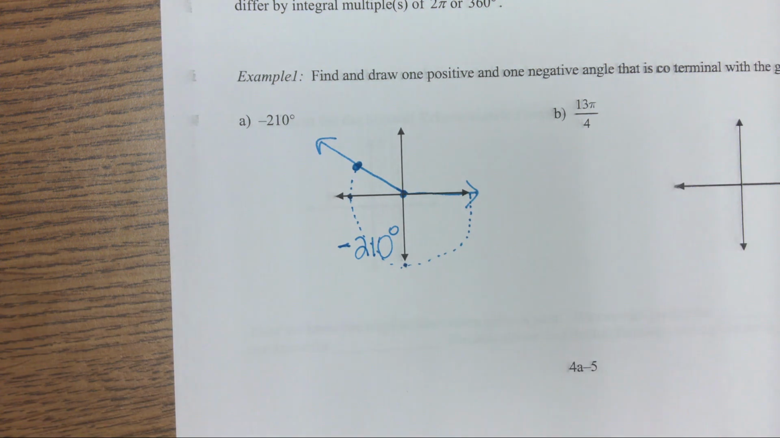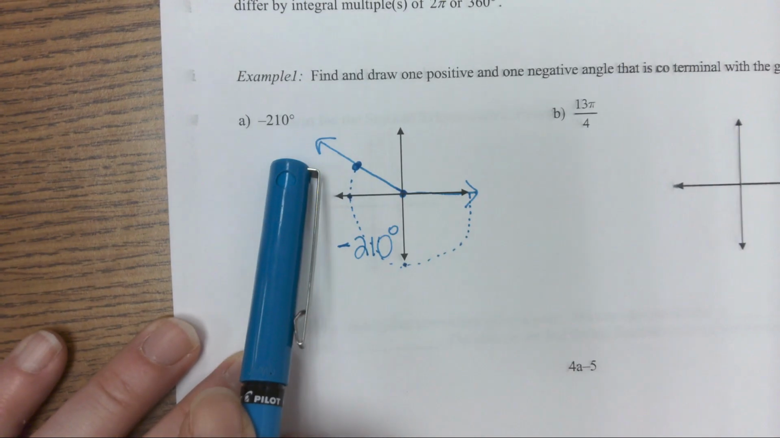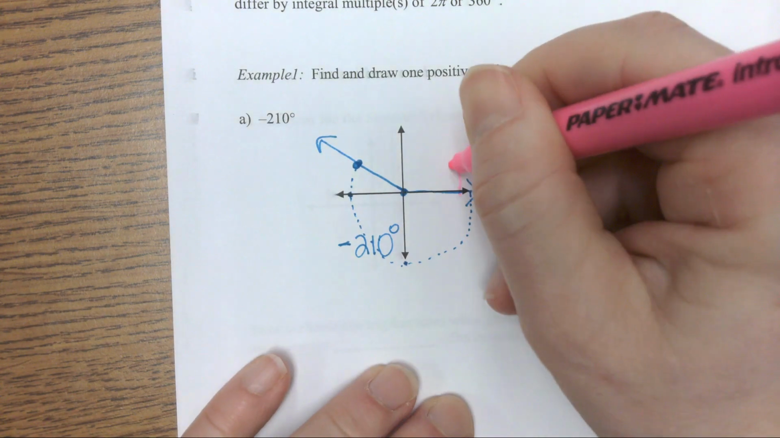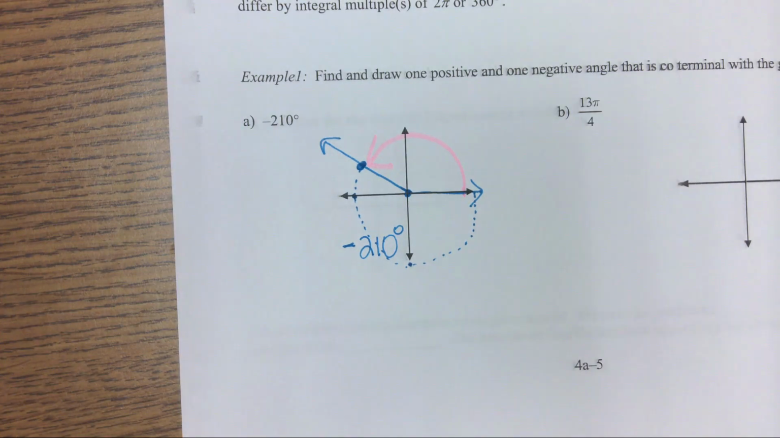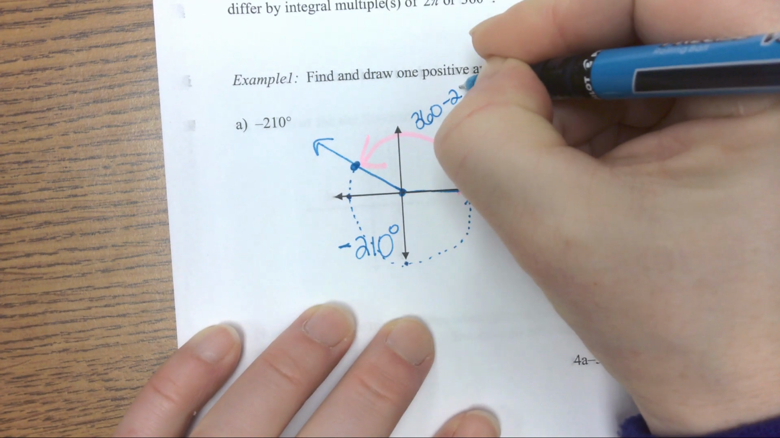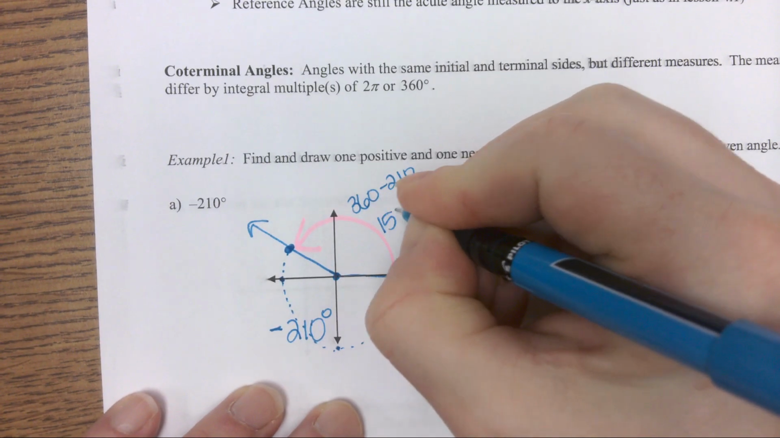Can somebody tell me its coterminal angle? Coterminal means, how would I get there going the other direction? So what if I went this way instead? How could I figure that out? Can't you just do 360 minus 210? And it is 150 degrees.